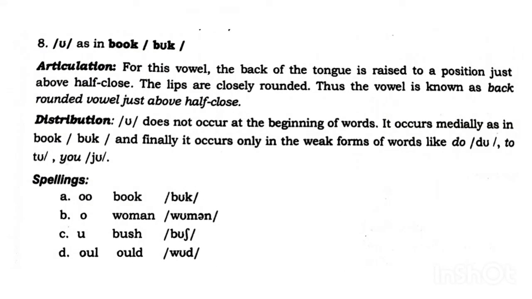The lips are closely rounded. See, observe your lips. Book. It's not just rounded, it is closely rounded. Thus, the vowel is known as a back rounded vowel just above half close. Distribution. U does not occur at the beginning of words, that is, it does not occur initially. It occurs medially, as in book.